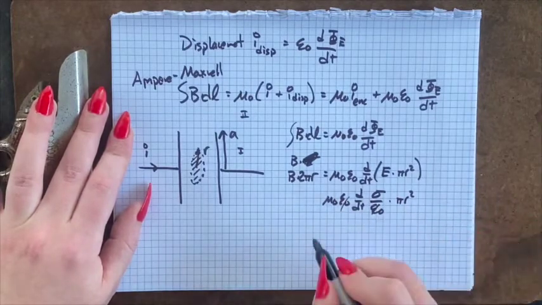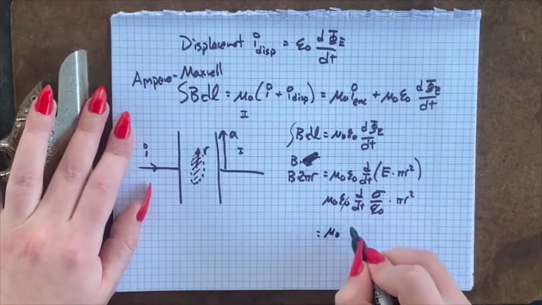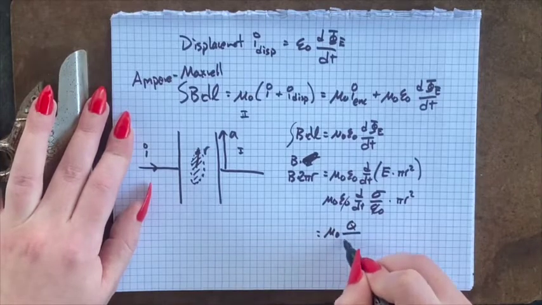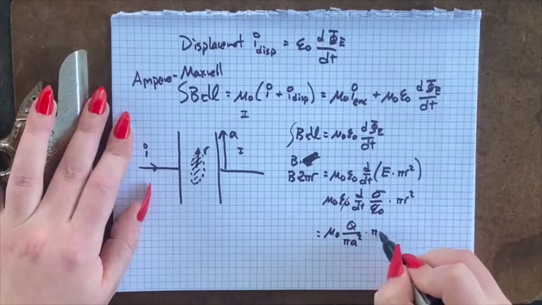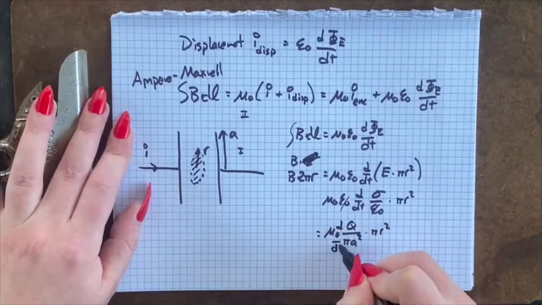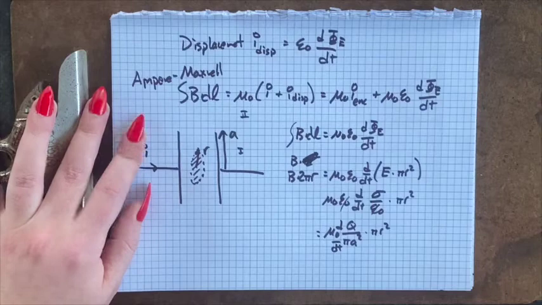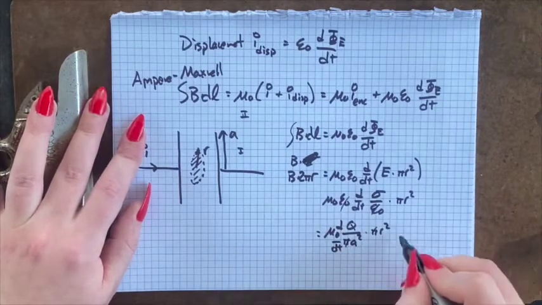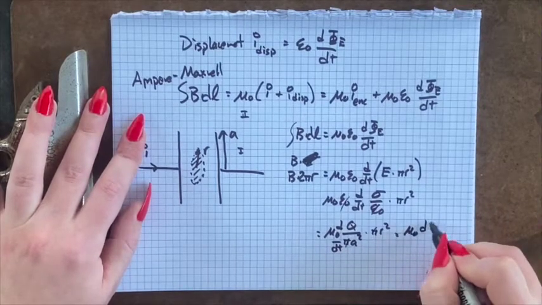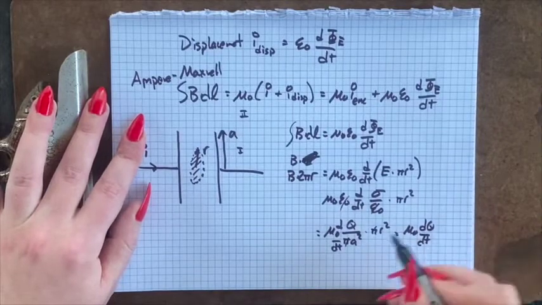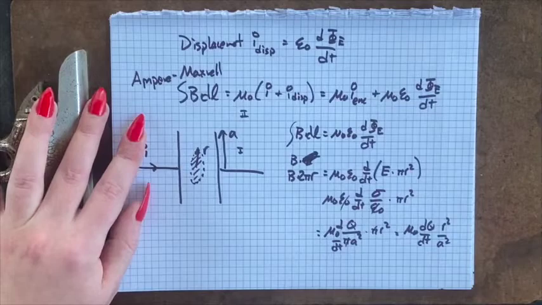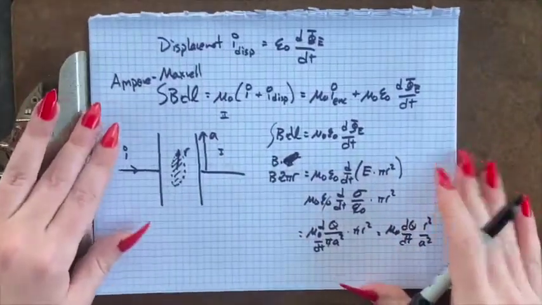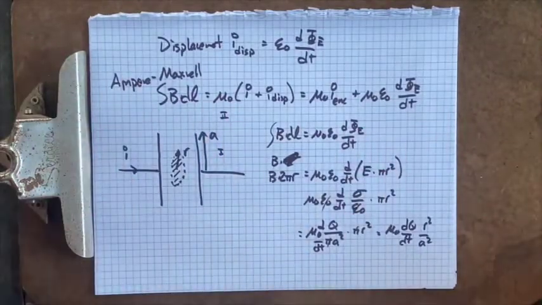What is σ? That's Q over the total area of the plates. That'd be π a squared times π r squared. And I still have that d/dt hanging around out front. I lose some π's. It looks like I get μ0 dQ/dt, and then r squared over a squared. And this is what's going on somewhere in between the two plates.